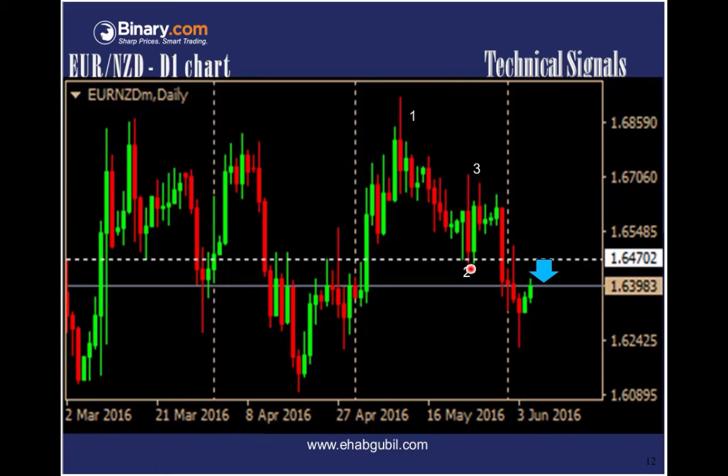Here is number 2. Point 2 marks the end of the counter move, and then number 3. Point 3 doesn't go beyond point 1. Still doesn't go beyond point 1. We enter once point 2 is broken. So this is the level of point 2. The market broke the point 2 level downwards, so I expect the market to keep moving downwards and make a new trend downwards.